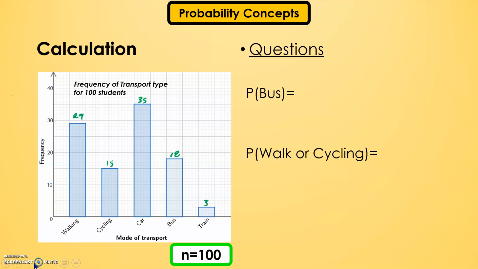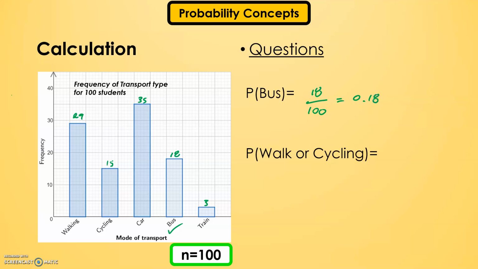So you can see now the distribution has been restored to frequency, and in green I've put the numbers for each of the transport types together. The question we've got is the probability that if you randomly select a person, they would go by bus to school. So if we take a look at our bus here, which is 18, what we have to remember is that it's out of 100, which is equal to 0.18.